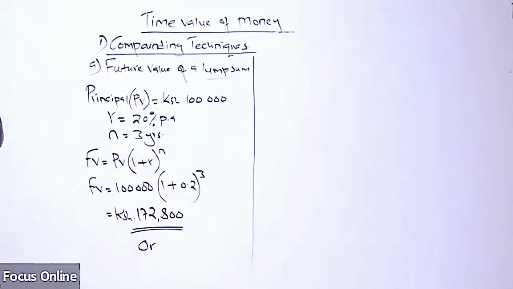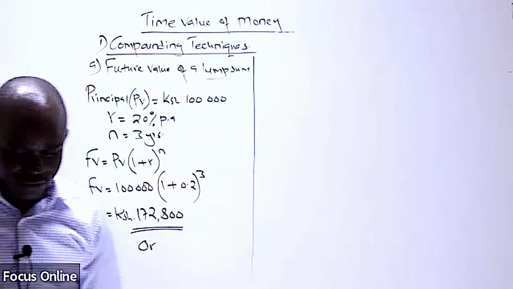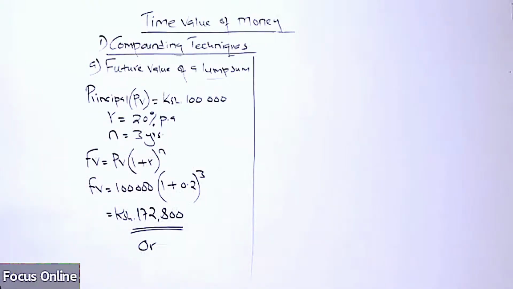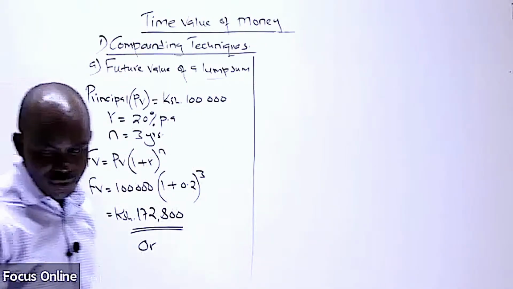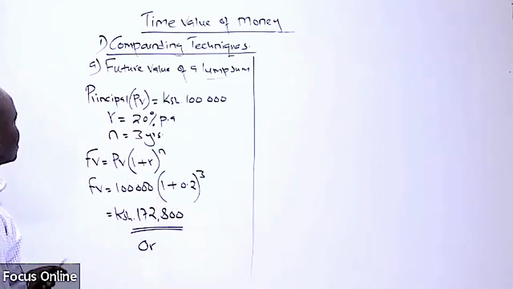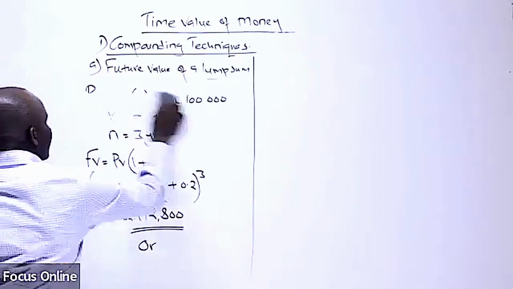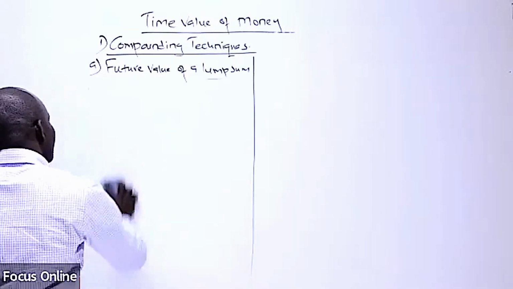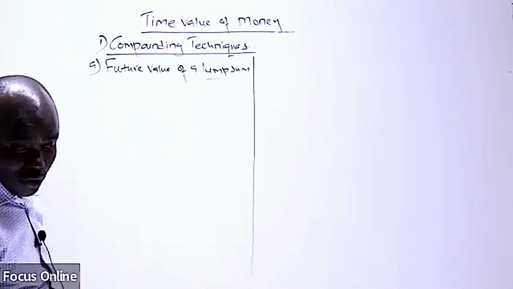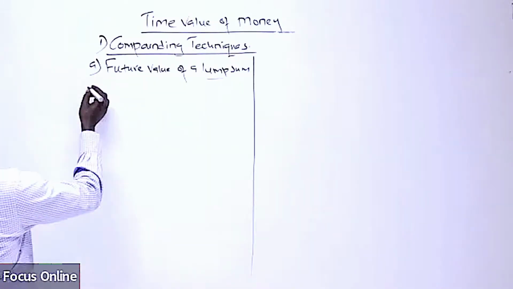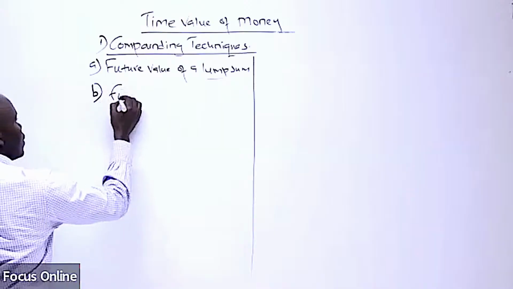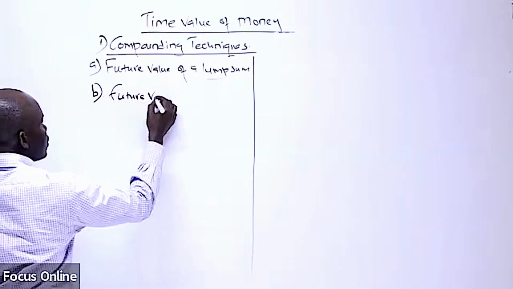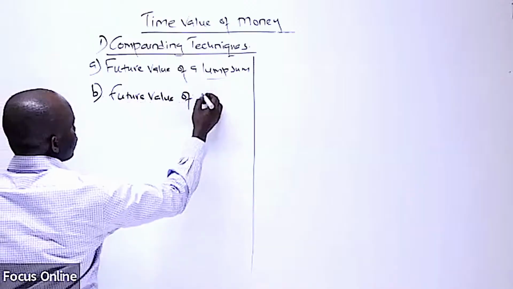We want to proceed. Okay, number 2, future value of an annuity. I've explained what an annuity is, and you have seen how we get the future value of an annuity.